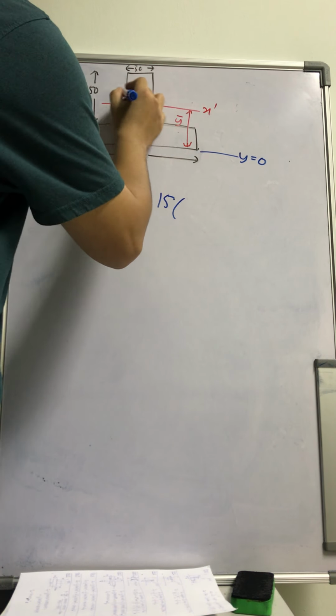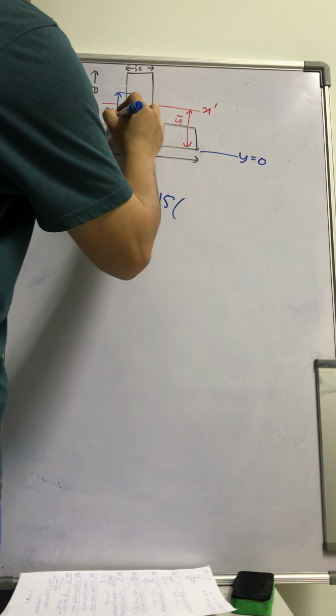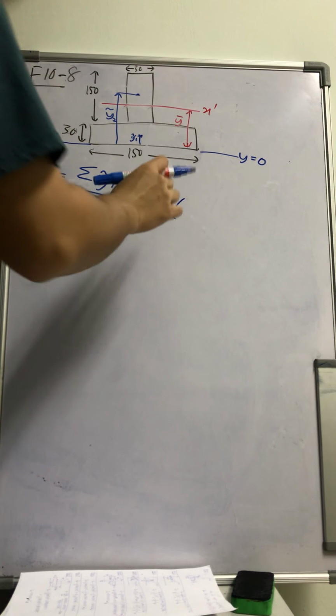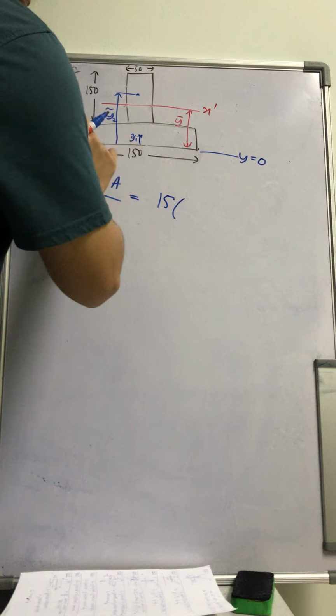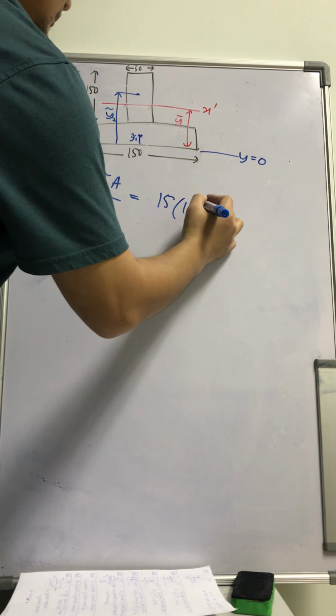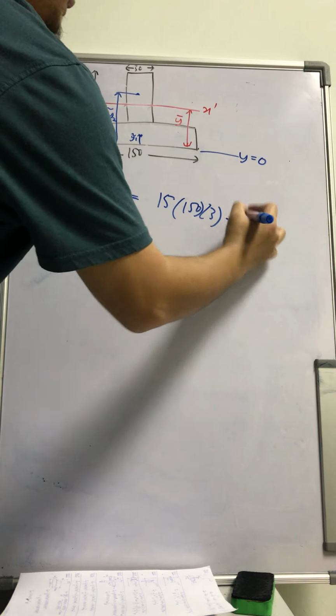And then this is the y tilde 2, area number 2, or A and B, it doesn't matter. So this is 15 for y tilde A. The area is 150 times 30. This is for the first area.